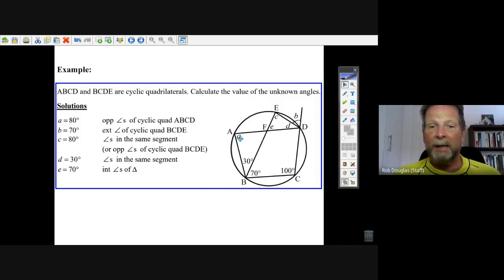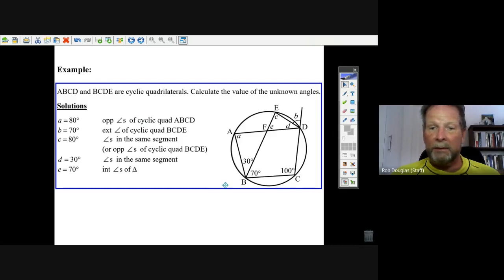This one's got to be 80 degrees because these add up to 180. So you can write A as 80 and write the reason, opposite angles of a cyclic quad. Okay, B must equal 70 degrees because there's a cyclic quad BCDE, and there's the exterior angle. It's got to be the same as this opposite interior angle, which is 70 degrees.